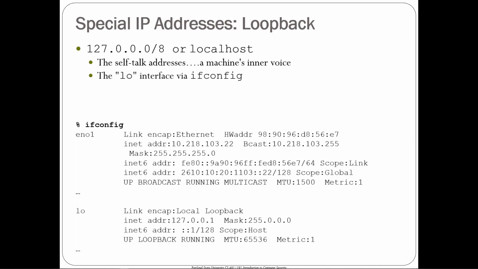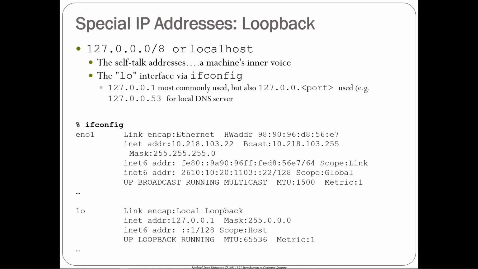You can get access to the loopback interface on Linux. So if I do an ifconfig, these are all the network interfaces on my machine. There is a special interface called the loopback interface, and that typically has an address. Usually they use 127.0.0.1, but they can use anything in that range, and it specifies the same thing. It's yourself. 127.0.0.1 is the most commonly used.